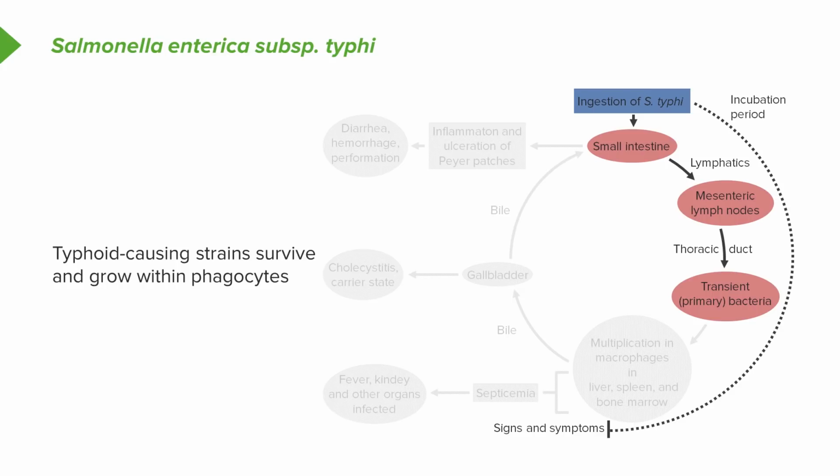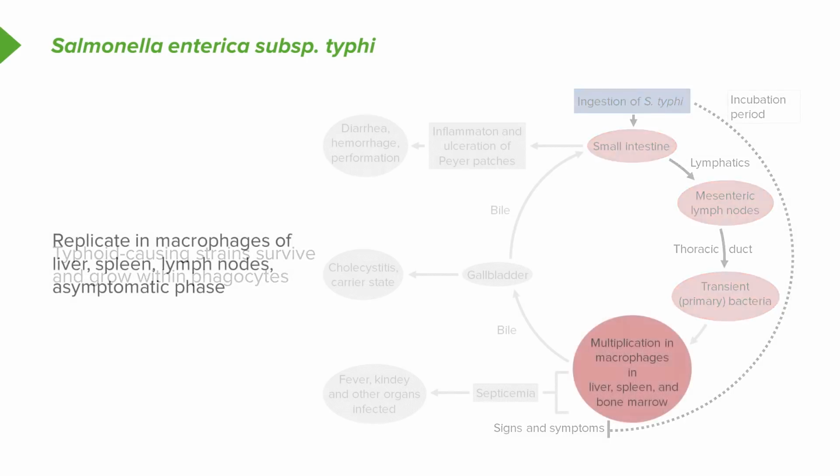There's an incubation period shown by the dotted line where the bacteria invade the small intestine, move to mesenteric lymph nodes, and then enter the lymph system. They can replicate in macrophages in various organs. So once they're in the blood, they can spread to various organs. They're taken up into the organs. They can replicate in macrophages of the liver, the spleen, other lymph nodes.